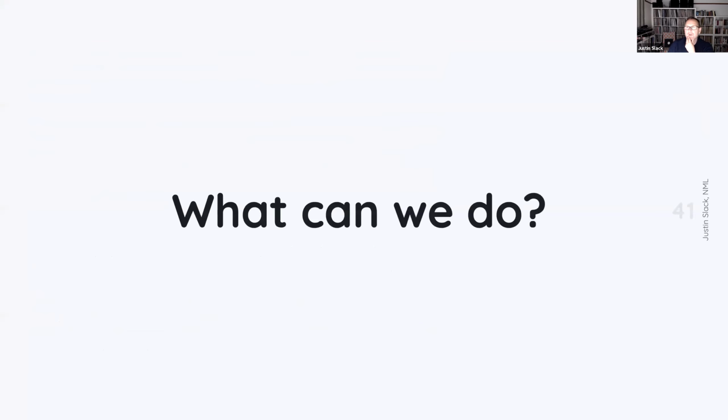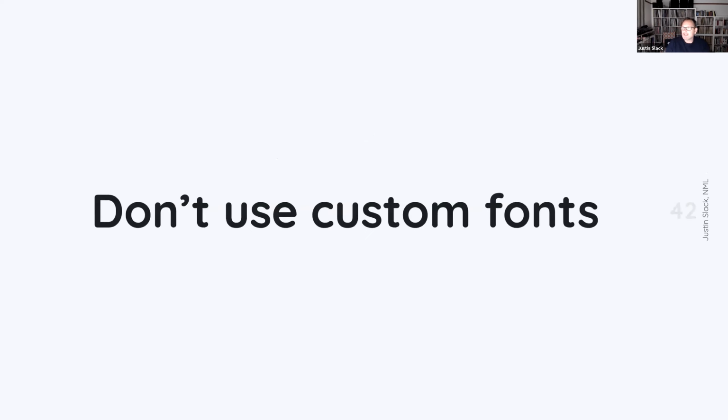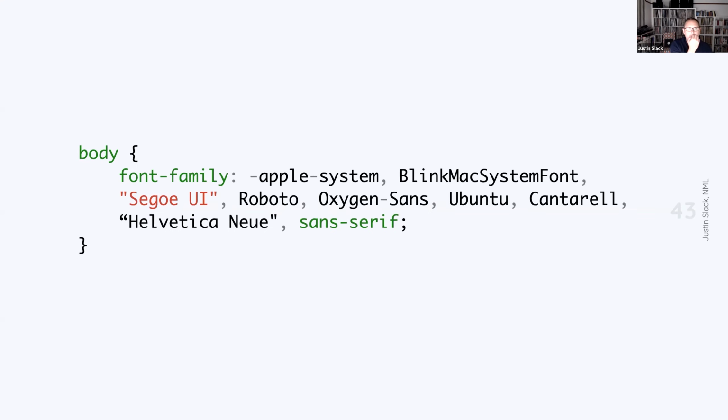Okay, so what can we do to alleviate these performance issues? Well, the first thing we can do is just don't use custom fonts. And this isn't a terrible idea. We don't always need custom fonts. In fact, you may have seen around and about something that is called a system font family declaration. And that looks something like this. On our body, we say font-family, and then we say -apple-system, and that will use the Apple system font. BlinkMacSystemFont will use an older version of that if you're on an older operating system.